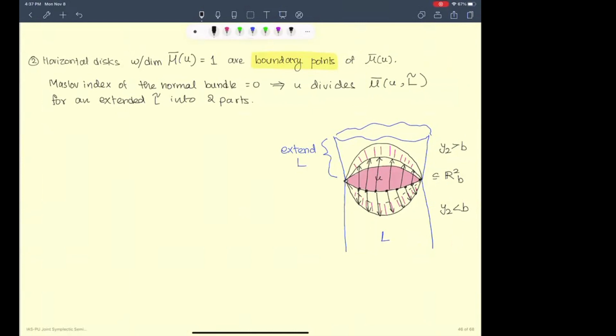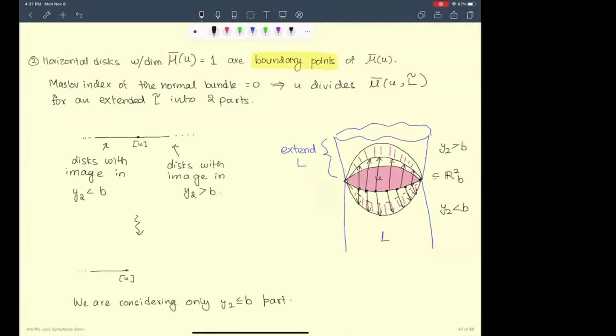And you start with this U in the middle. All the disks in its deformation space will either be on top of it or under it. They don't intersect it. And that means we have some sort of moduli space like this with our favorite point U sitting in the middle with everything on either side. So when we impose the condition that we're looking at y2 less than or equal to b, we're chopping this off very nicely and getting an endpoint of a moduli space.